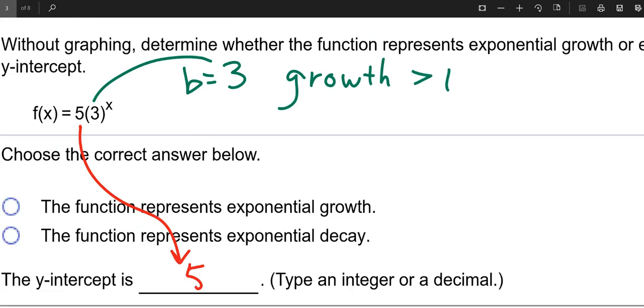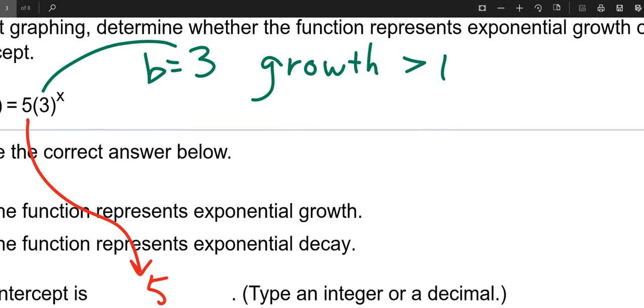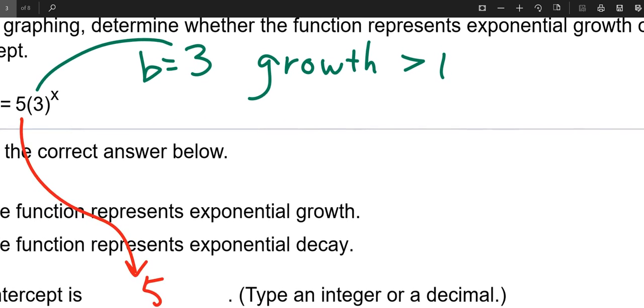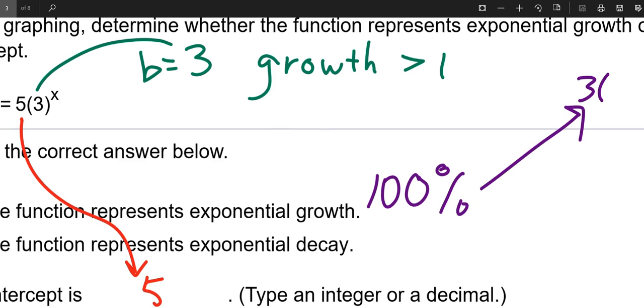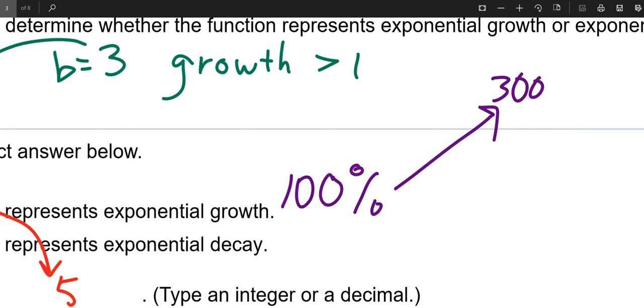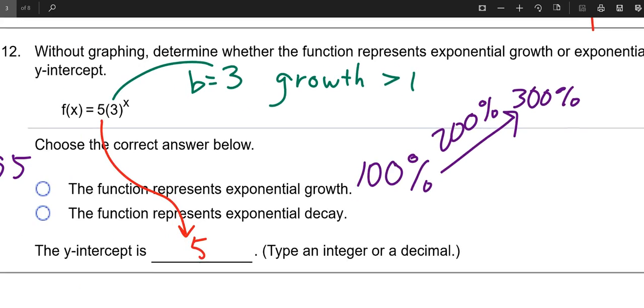Okay, well, we already know that the B value is 3. So if every percentage starts out at 100 and we have gone up to 300, what did we add? We added 200%. If you went from 100 to 300, then we added 200%. Okay, so that's one question.